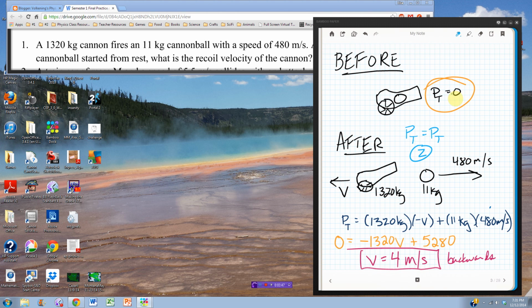For finding the initial momentum to be 0, how about a point? For somehow expressing the momentum of the gun as 1,320 times v, a point for that. For somehow expressing the momentum of the cannonball, get another point for that. Let's see, for getting the actual answer, what are we up to? 2, 4, 5. Let's do 2 points for the answer. Let's do 2 points for the units. 2, 4, 6, 8. Oh, I need another point.